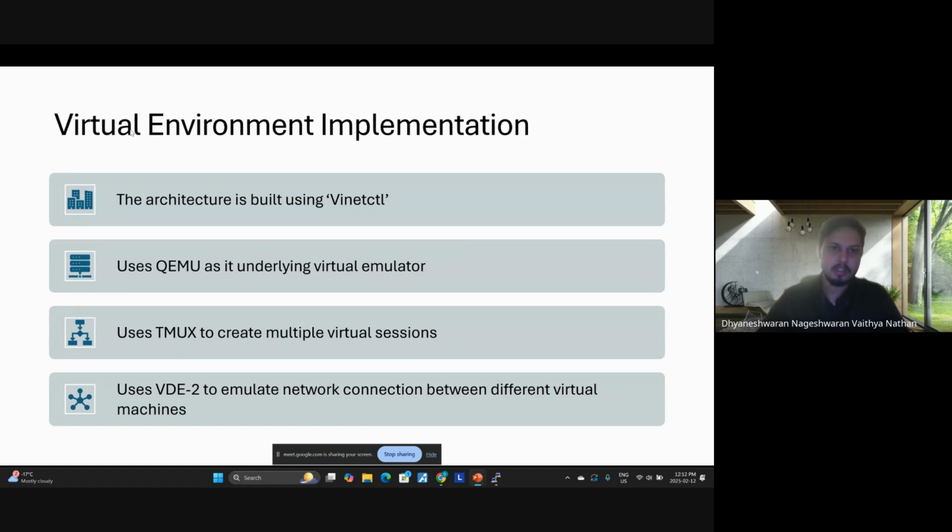Now we will look at the different components that can help build the virtual environment. We start with VNetCTL. It stands for Virtual Network Control. It is an open source BSD licensed platform that helps configure and manage virtual internetworks. And then QEMU stands for Quick Emulation. It's again an open source emulator that makes use of dynamic binary translation to emulate the operations of an OS. And TMUX stands for Terminal Multiplexer.